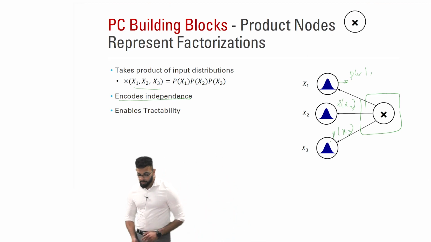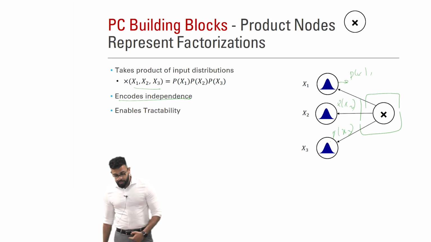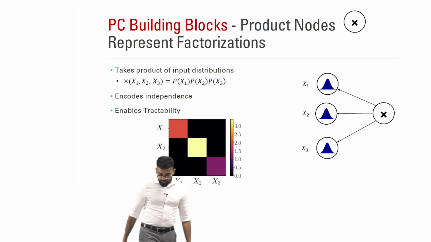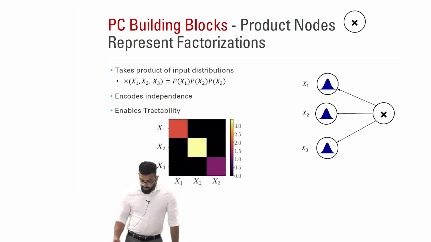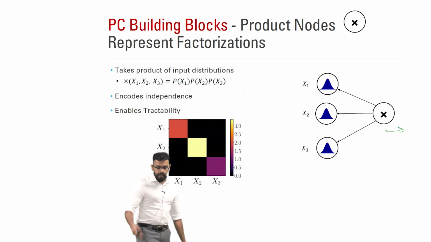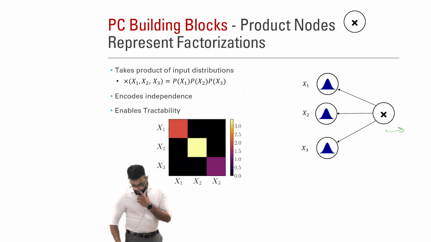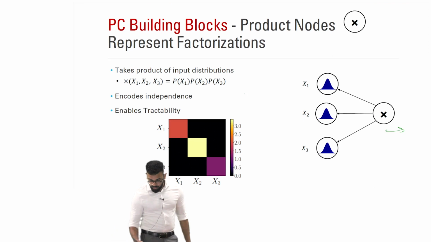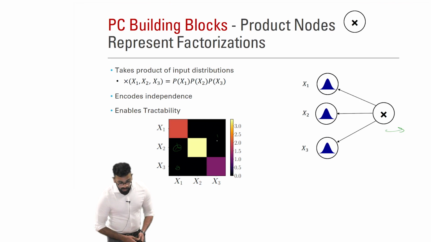You're encoding some sort of independence, and we'll see that this independence helps you achieve tractability for inference. So that's what it looks like. If you have three Gaussian distributions over variables x1, x2, x3, the joint distribution over your product node would look like a Gaussian with a diagonal covariance matrix, because you're assuming independence. So x1 does not have any interaction with x2 or x3, and likewise. So that is your product node.